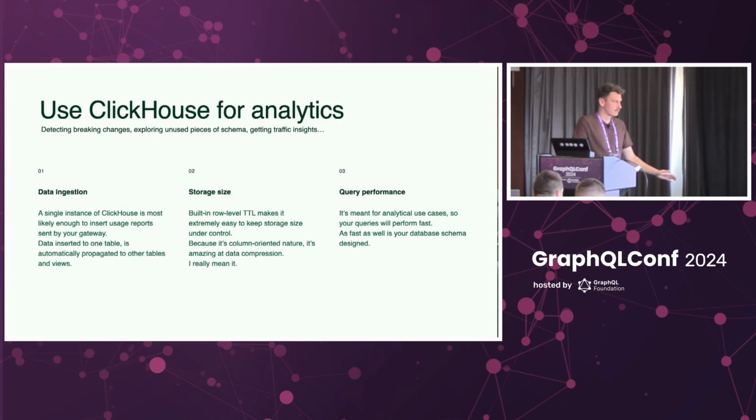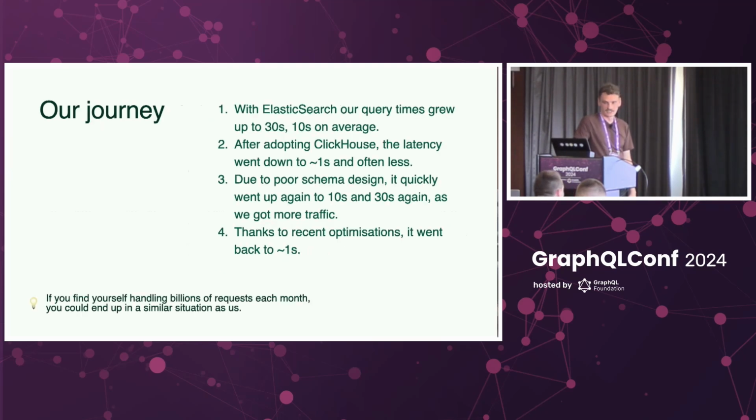Data ingestion, perfect. It can handle billions of rows per month on a single instance. No issue with that. It has built-in support for time to live at row level. And the data compression is extremely good. So if you store the same schema 100 times, it will actually store just the diff. So basically, instead of 100 schemas that are exactly the same or fairly similar, you store just one instance, kind of. Query performance is also really fast, as long as you have a well-defined database schema.